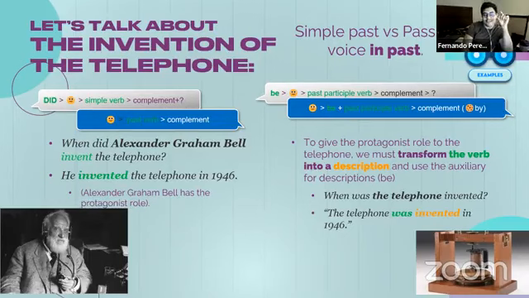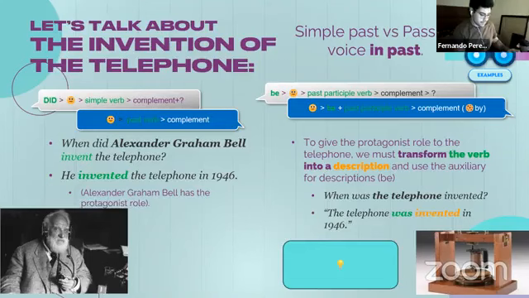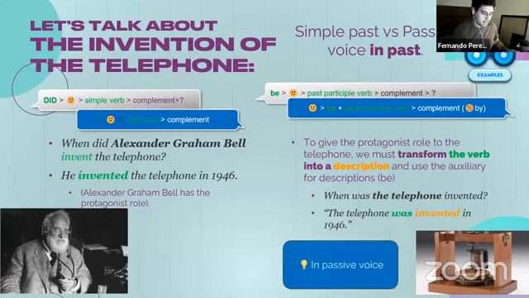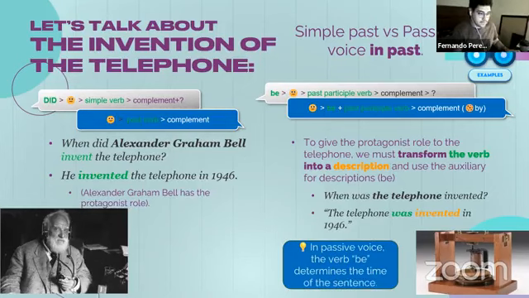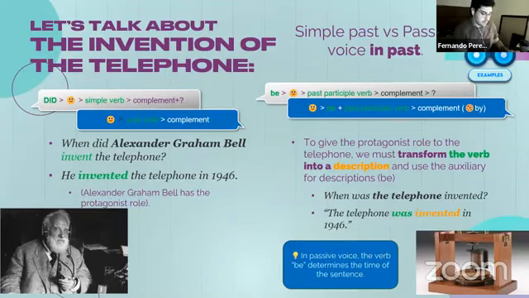So this is the second note that I want you to take. In passive voice, the verb be determines the time of the sentence. Yes or no?